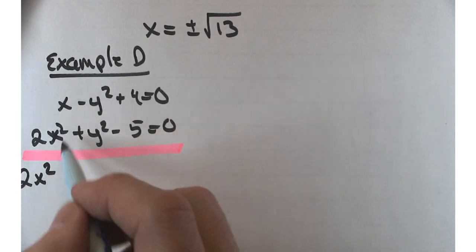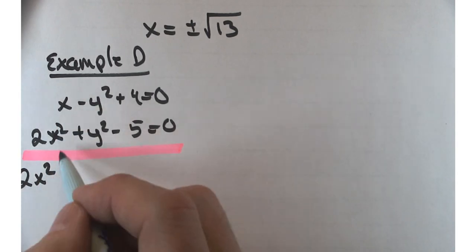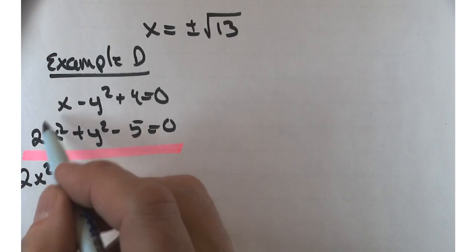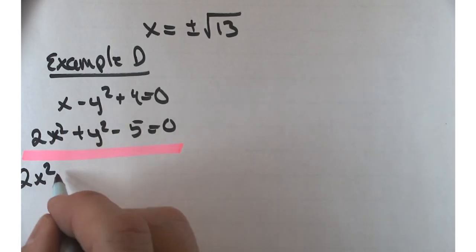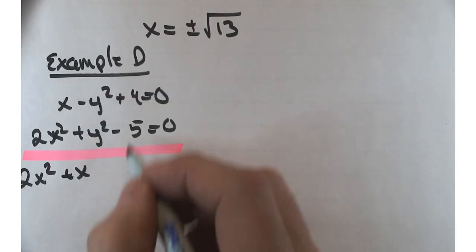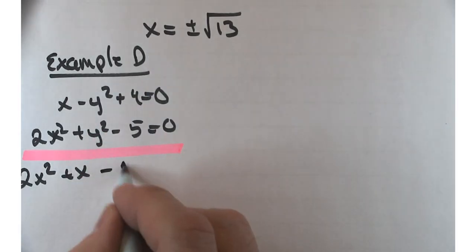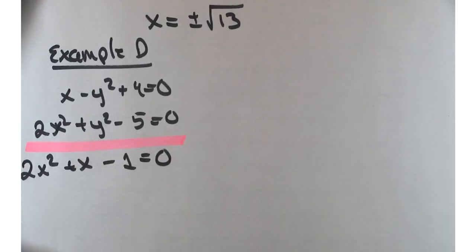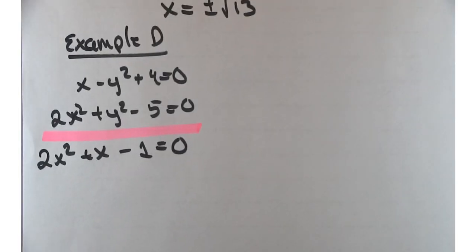These aren't like terms. I can't add these, right? I can't get 3x squared or 2x cubed. It's just 2x squared plus x plus 0. Then what? Minus 1. Yay. Well, now I've got a quadratic equation.